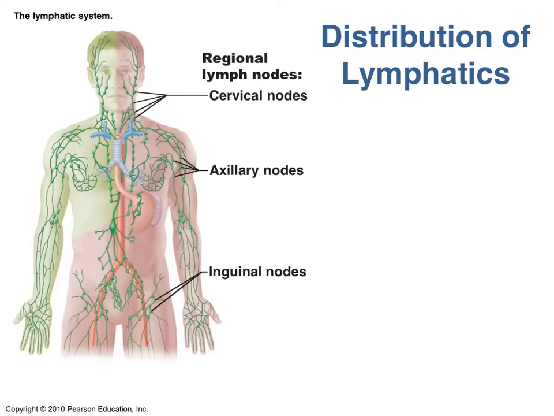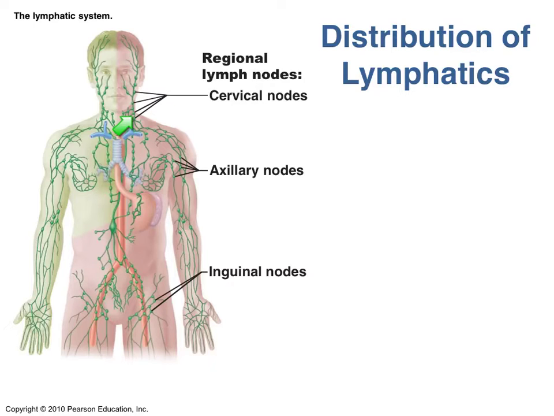This diagram shows the distribution of the lymphatics in the body. Note that lymphatic vessels are found throughout the body, in the head and neck, the arms, the legs, the chest, and in the abdomen. Lymph nodes are found throughout the body as well, but they are particularly concentrated in the inguinal region, the groin, the axillary region, the armpit, and the cervical region, the neck.